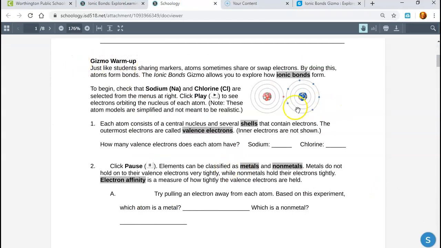There's that same picture we just looked at with sodium and chlorine, and we figured out how they go together. We could count how many valence electrons they had, how many electrons on the outside, so we can fill that out. We tried pulling electrons away. The one where the electrons can be pulled away is a metal. The nonmetal will hold their electrons tightly and you won't be able to pull those away. Try to pull electrons away from both of them and see what happens.